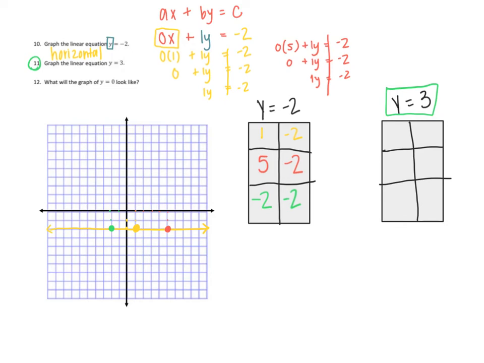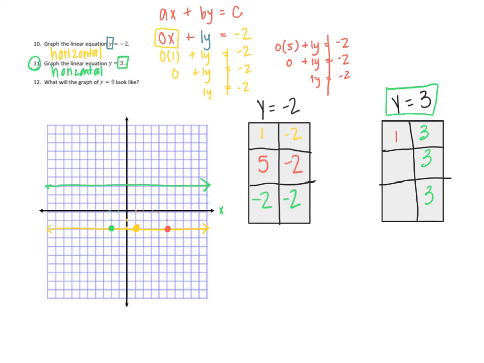All right, you should have all identified a line. So y equals 3, so this is going to be a horizontal line. And it's going to be 3 spaces above my x-axis. So here's my x-axis, so it's going to be 1, 2, 3. It's going to be right here on this line.